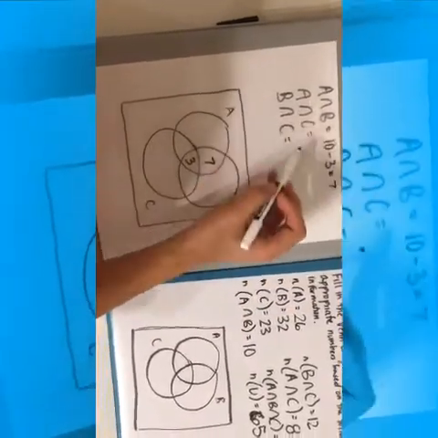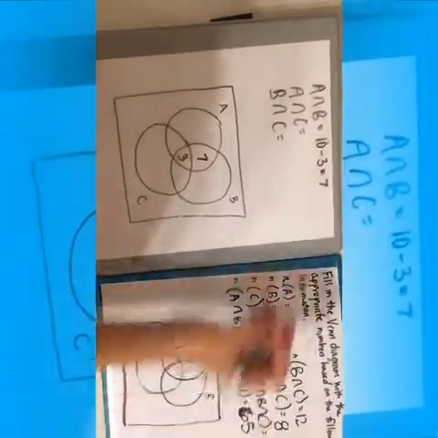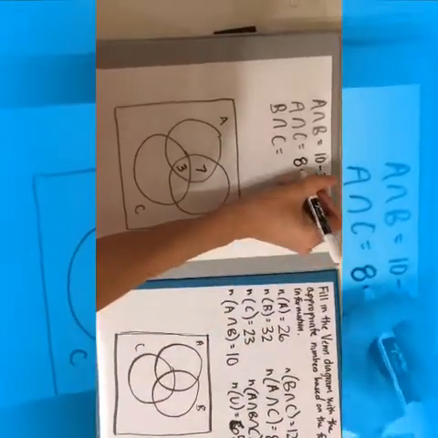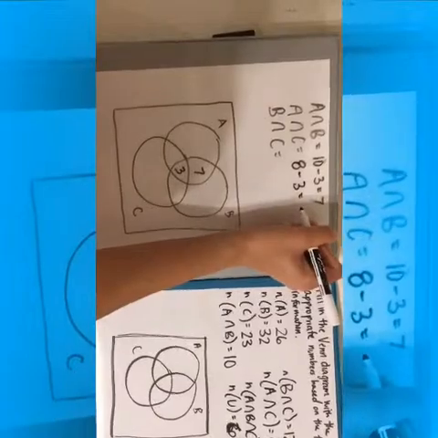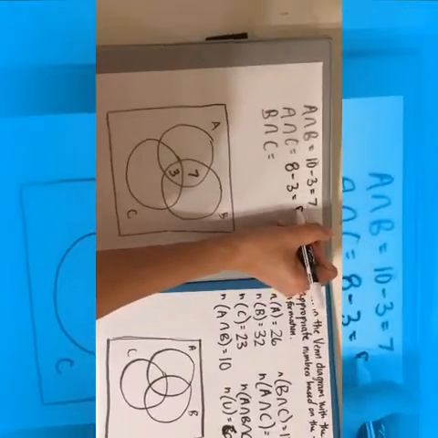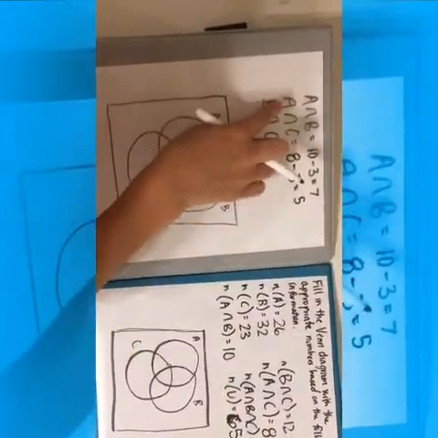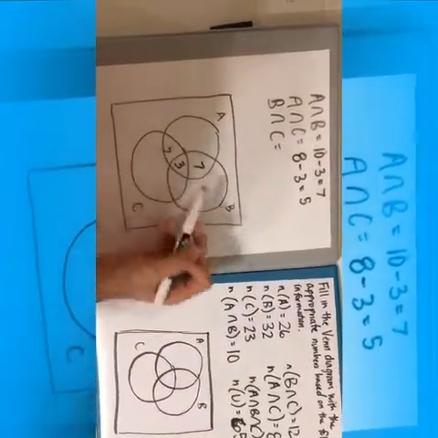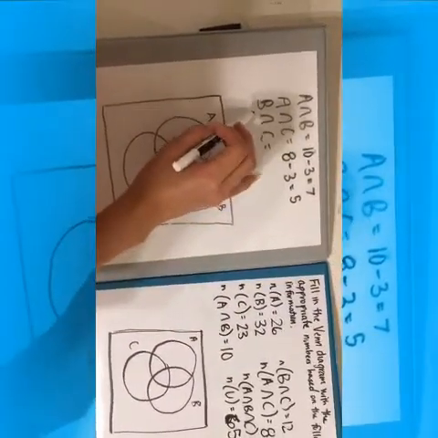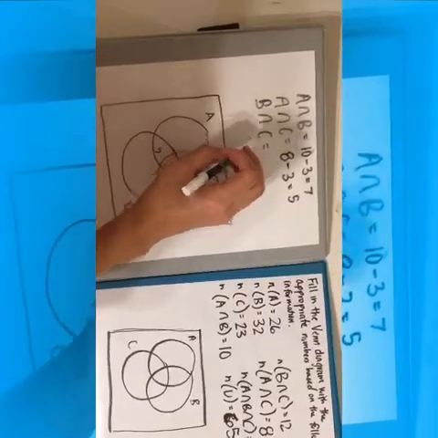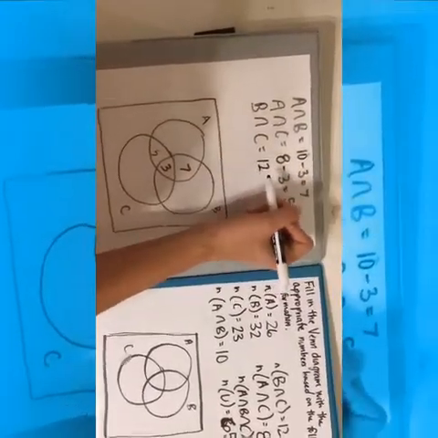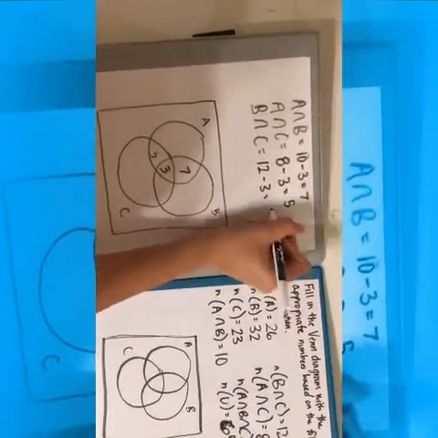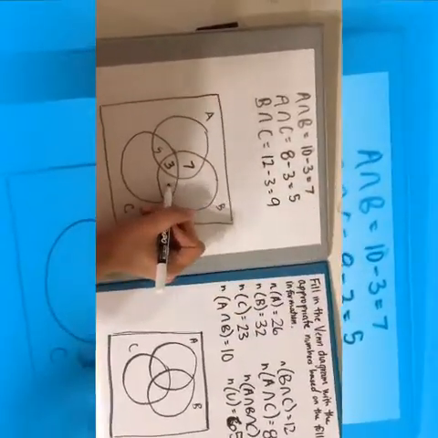And with A and C as 8, we can subtract 3, which is 5. And the intersection of A and C is 5. And lastly, the intersection of B and C is 12, minus 3 is 9. So 9 will go right here.